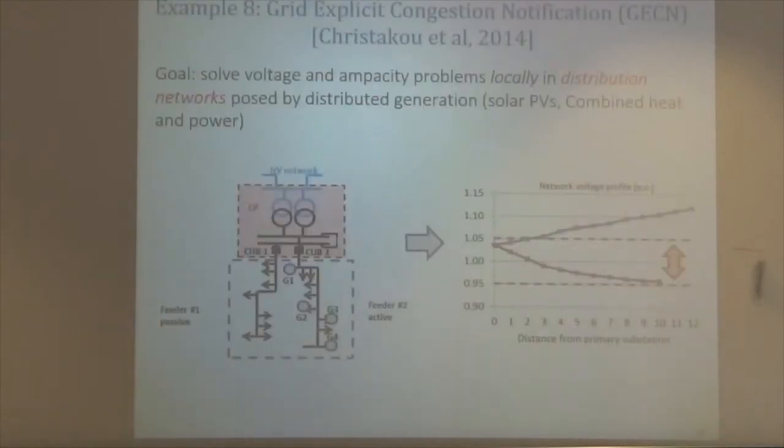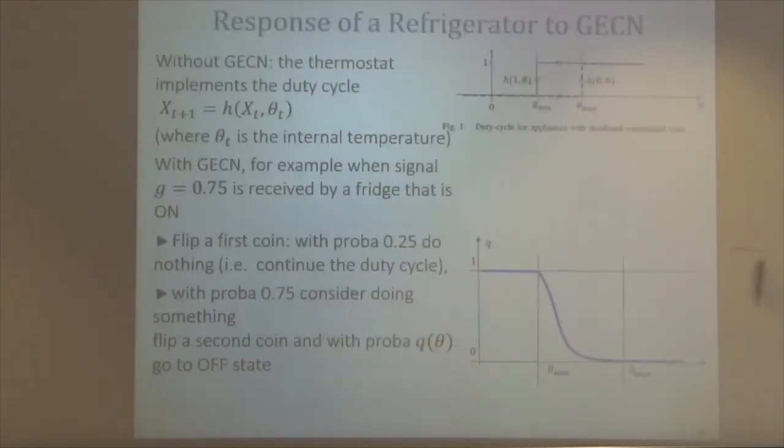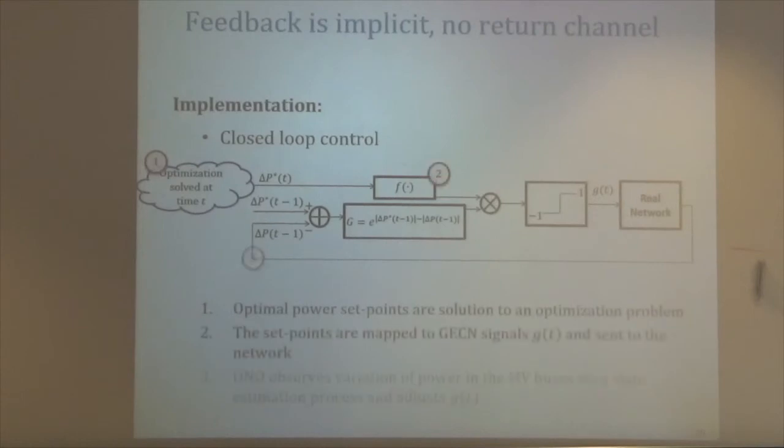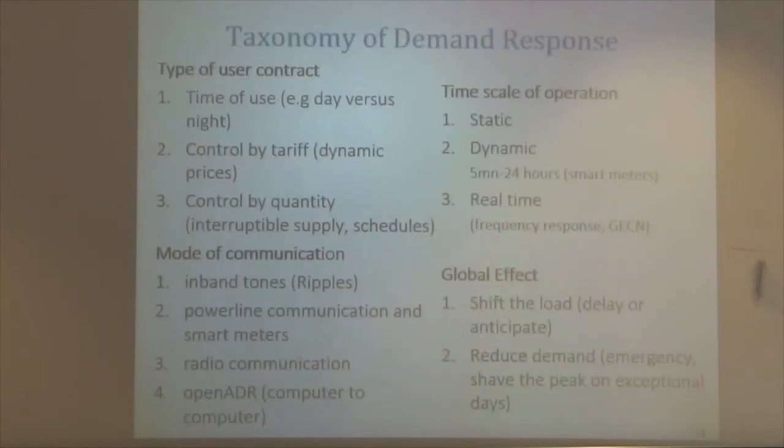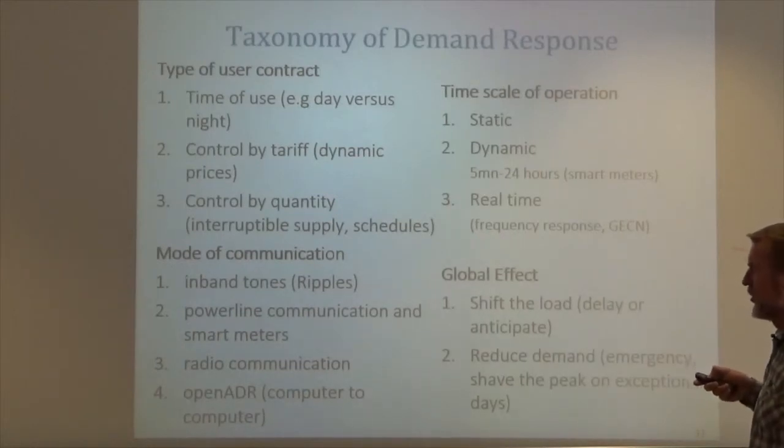So I will skip some of the detail. I will skip this and come back perhaps to my conclusion. So there's a very large literature on demand response. And here is in one summary all the expected things that you read in the papers. Demand response can be done in a static way by direct control, by time of use, by control by tariff. Direct control is control by quantity. You interrupt a supply.